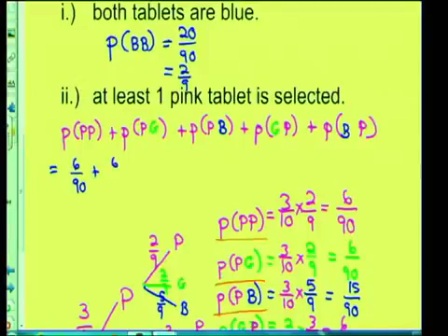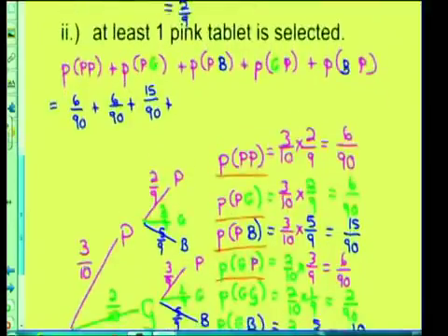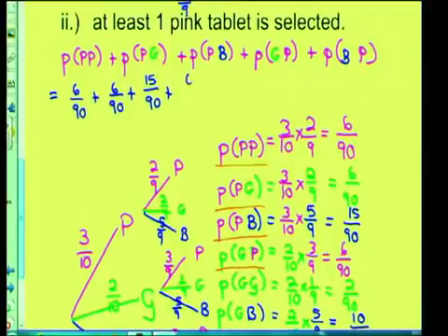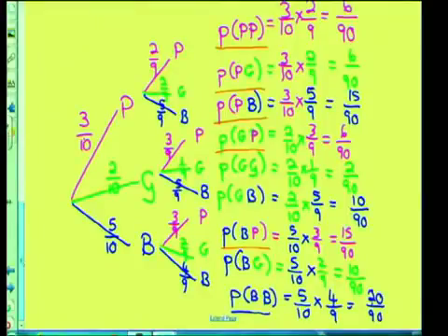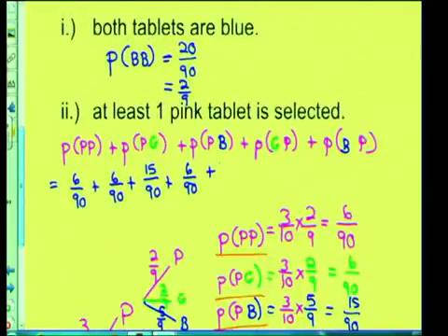Pink and green is 6/90. Pink and blue is 15/90. Green and pink is 6/90. Now you can see why I also said to you leave it as uncancelled. It just makes it so much easier, and that is 15/90. Now they're all 90ths, they're easy to add up together. So 6 and 6 is 12, plus 15 is 27, 33, 38, 48 over 90. And now again, that is not simplified form, so we're going to simplify it.